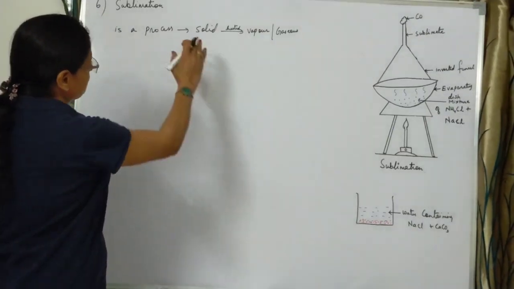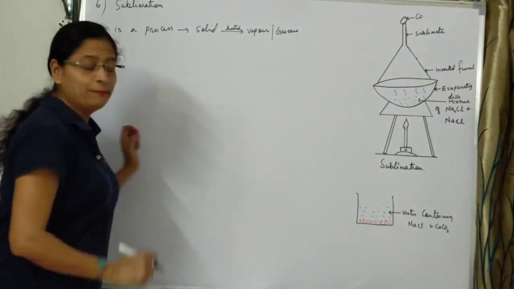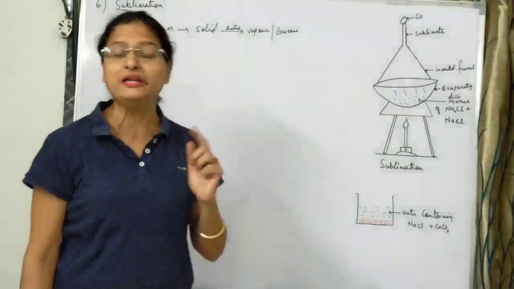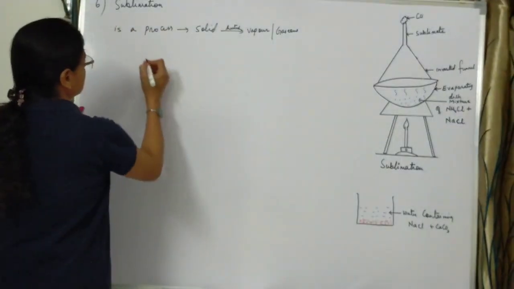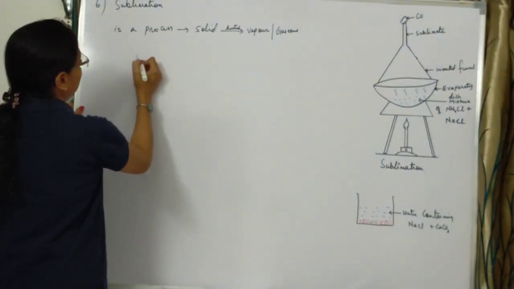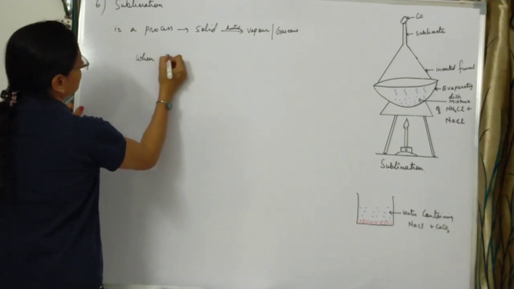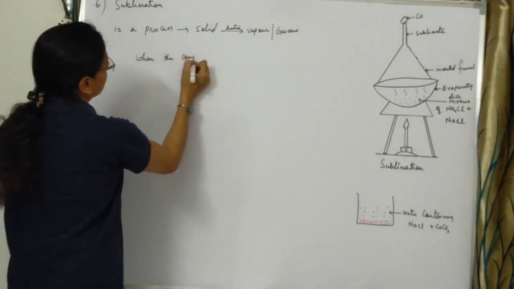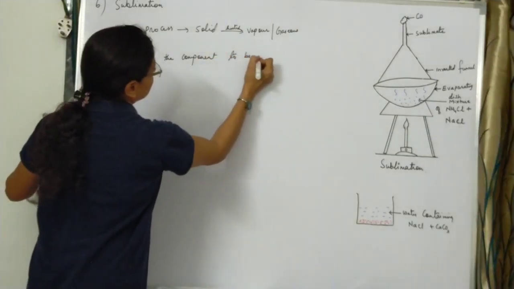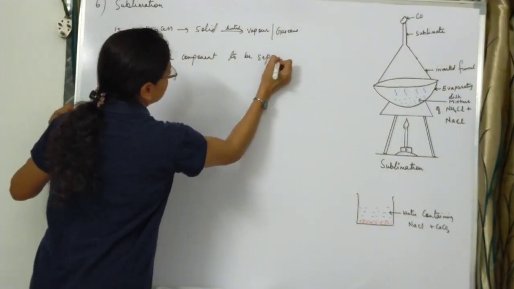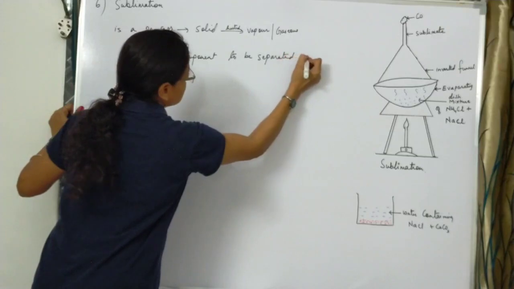So this method of separation can be employed when one of the components that you have to separate is a sublimable substance. So this method is employed when the component to be separated is sublimable.